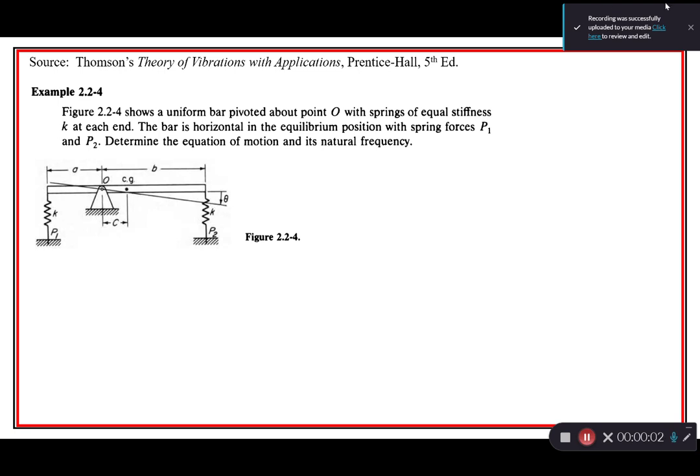Continuing on with our week 2 vibrations class. This is video 4, and we're continuing on with our examples in our book. Is it a long example? No. It's very similar to some of the other examples here.